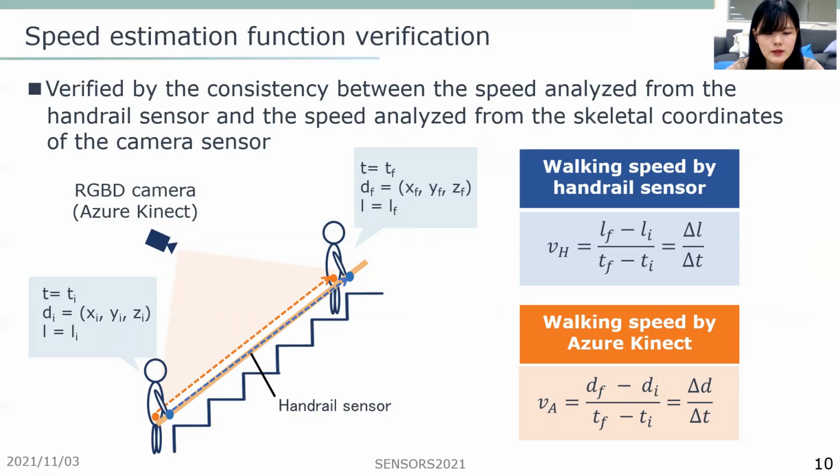To verify the speed estimation function, we used a Handrail sensor and an Azure Kinect, which is an RGB camera. We took data from the Handrail sensor and Azure Kinect at the same time and analyzed the speed from each data. And we confirmed the consistency of the two types of speed. The velocity analysis with Azure Kinect calculates ascending or descending velocity VA based on changes in waist coordinates and elapsed time. The change in waist position divided by the elapsed time is defined as the ascending or descending speed.